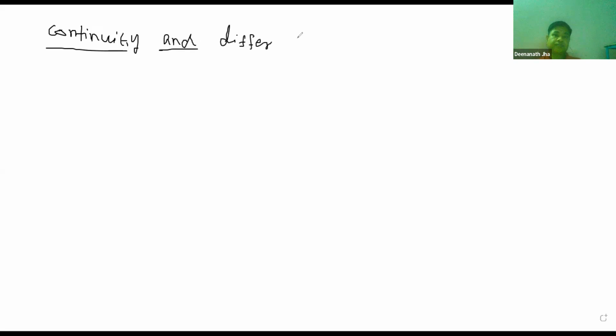So the new chapter I am starting is continuity and differentiability. This is the fourth chapter from your NCERT. Write down continuity and differentiability. Okay, so first I will discuss continuity.